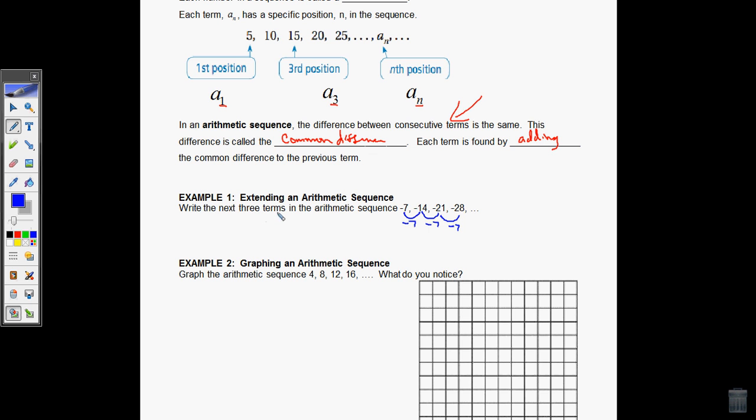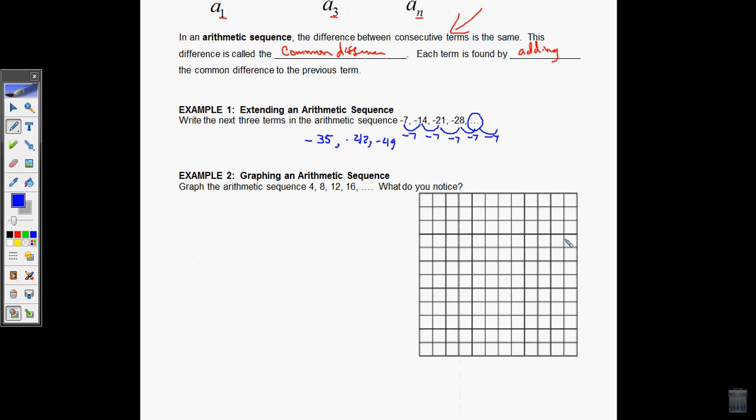So if I wanted to write the next 3 terms in the sequence, I would have to take this one and subtract 7. Take whatever I get here and subtract 7. And so on and so on. So my next 3 terms should look like -28 minus 7, which is -35. -35 minus 7, which is -42. And -42 minus 7, which is -49. So those would be the next 3 terms that would come in my sequence. Easy enough, right? Finding the common difference and then applying it to find the next few terms.